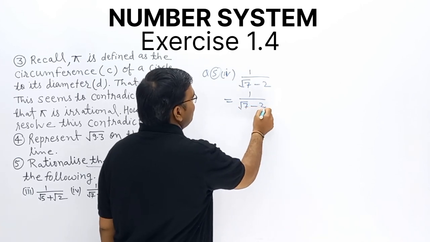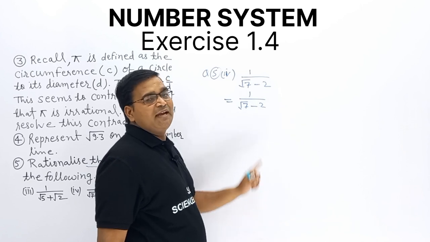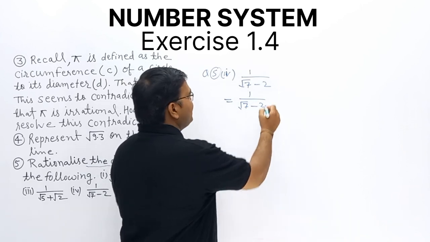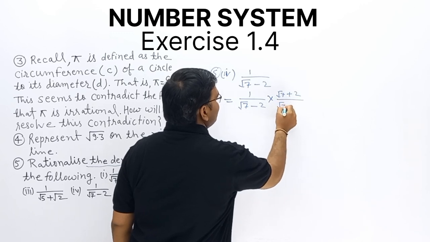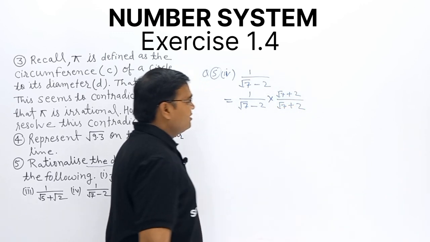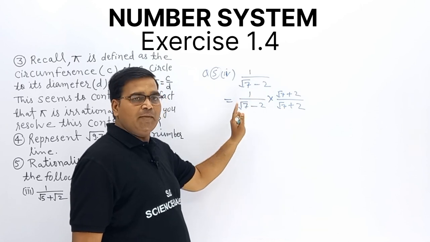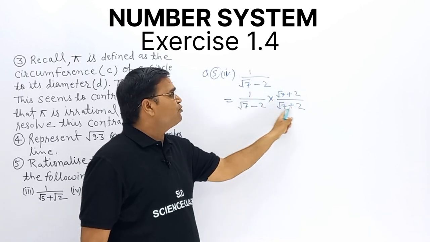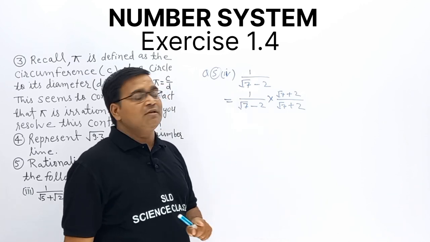Root 7 minus 2, this is a minus b, so we will multiply and divide this number by its conjugate. Minus, so we will use plus. So root 7 plus 2 divided by root 7 plus 2. By multiplying this way, we have the same number. It means this one and this one cancel, and we get the original number again. No effect on the original number.